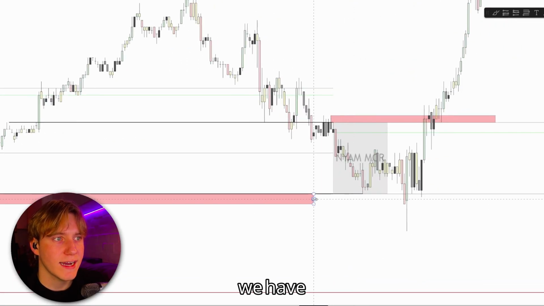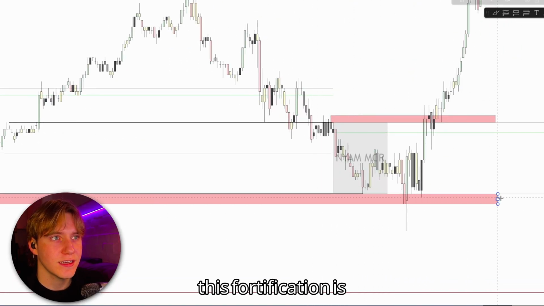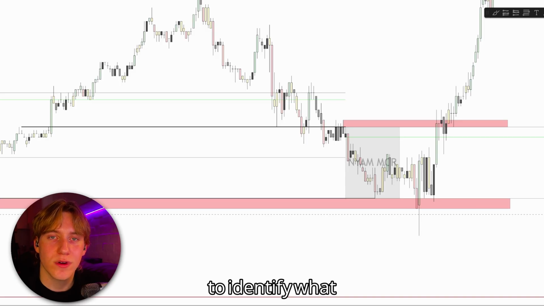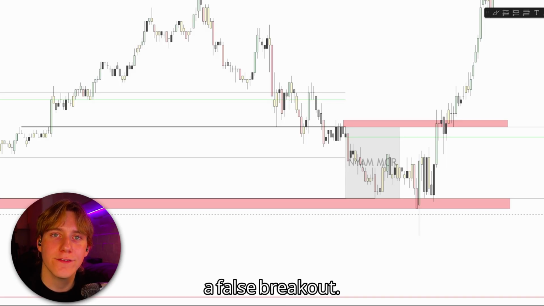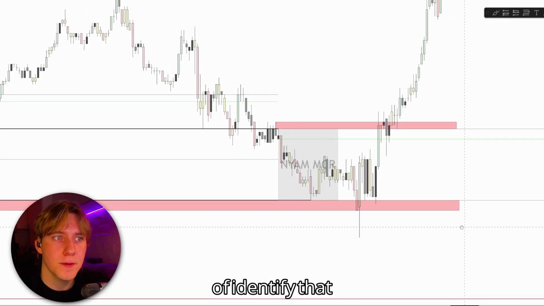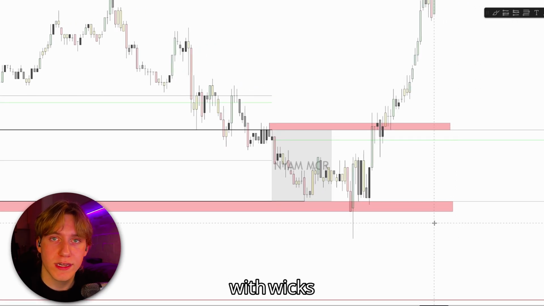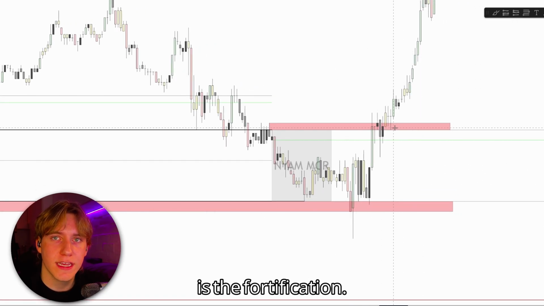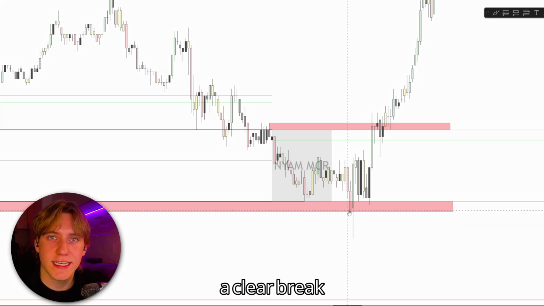The reason why we have this fortification is because we need to identify what is a true breakout or a false breakout. And the only way that we can identify that in a very simple way with wicks is the fortification. Was this a clear break of the low of the MCR? Yes, it was. But was it a clear break past the fortification that was keeping price up in the first place?